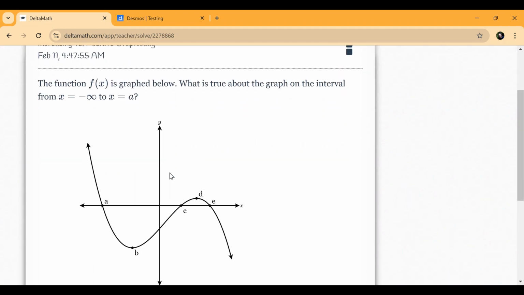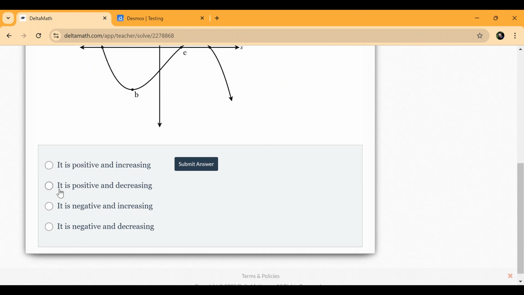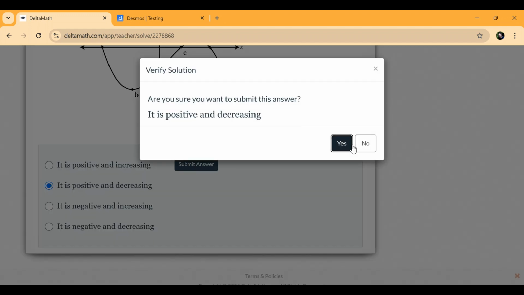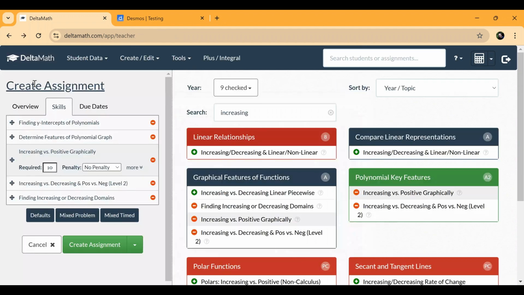What is true about the graph on the interval from negative infinity to A? That's going to be this little piece over here. It's where it starts on the left, going towards negative infinity, going as far as we can left, but then going right up to this point A. Well, right here, it is above the x-axis, so it is positive. But from left to right, this part of the curve is decreasing. It's going downwards. So we're looking for positive and decreasing on this one. All right. So that's what you're going to be doing on the third section.